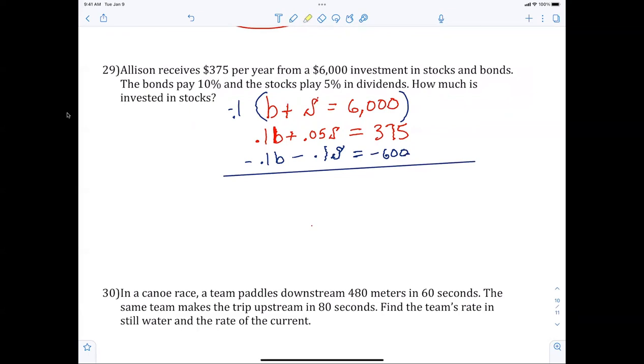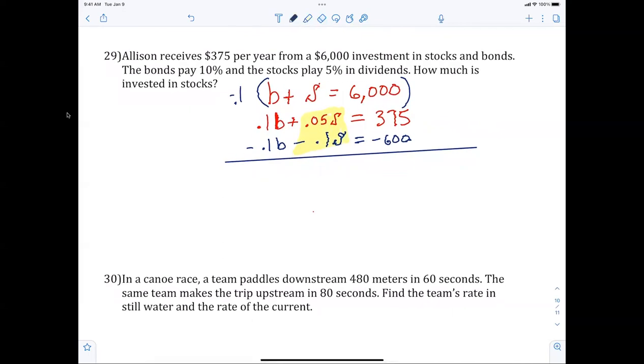Now here's where people made some careless mistakes last year. 0.05 minus 0.1, which is what? Negative 0.05S equals negative 225. Oliver, you have a calculator there. If you can't tell me what 10 cents minus a nickel is, use a calculator. That's what I want you to do. Don't leave anything to chance. Use the calculator.